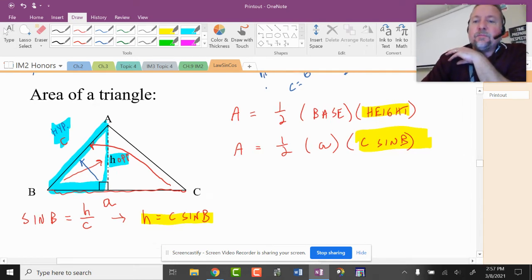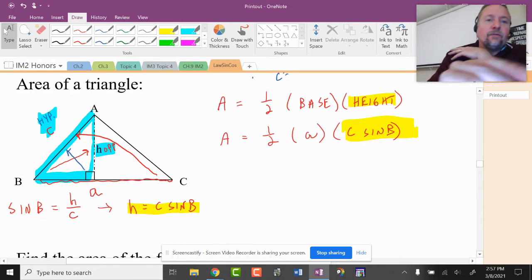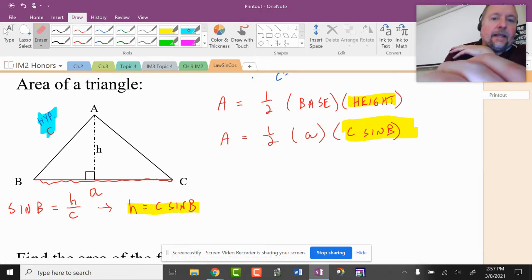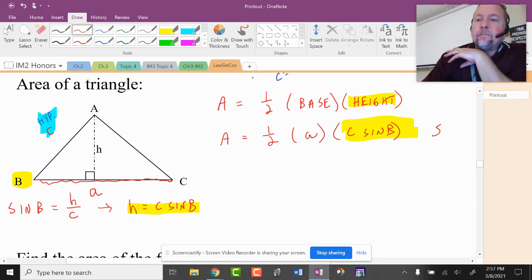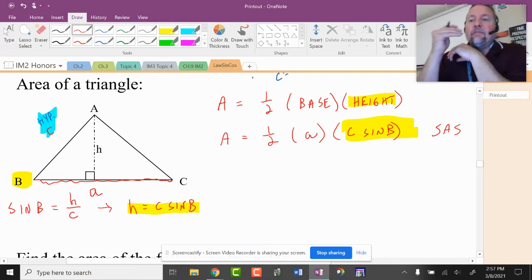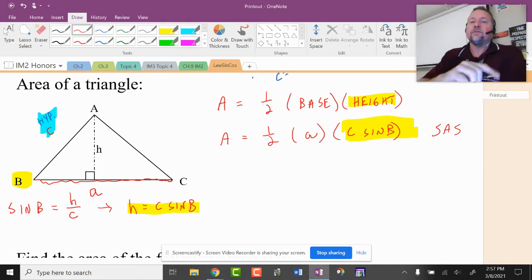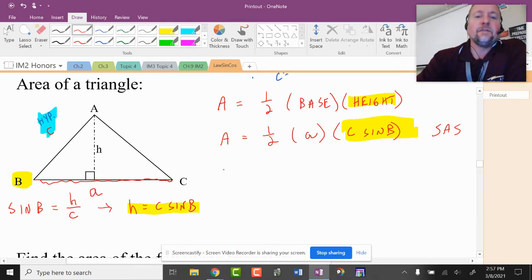I want you to notice something. If you look at this overall and I erase all this now, except for the two side measures C and A and angle B, this is an SAS scenario. What we're saying is if you're given SAS, you can just insert the sides and the angle in this formula and the answer is there. That's what a formula is.